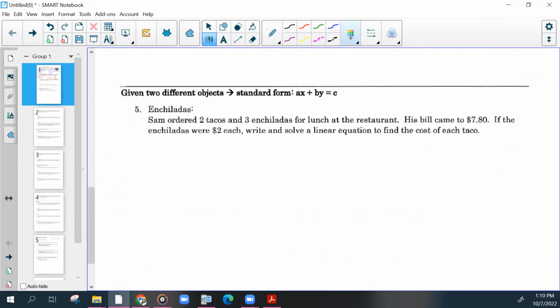So important things, we have 2 tacos, 3 enchiladas. We know his bill total. We know the enchiladas were $2, and we need to find the cost of each taco. With problems like this, there's going to be more things because we need to know what is A, what is X, what is B, what is Y, what is C. It's not just your standard y equals mx plus b format. So for this, the easier thing would be to start at what you don't know. Start at your question. Find the cost of each taco. Let's call that X.